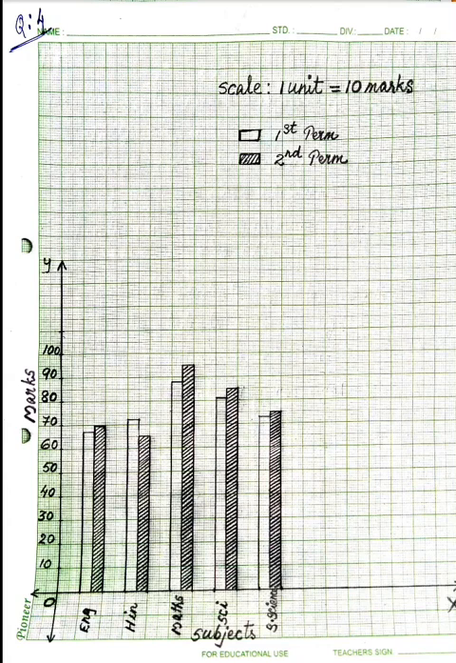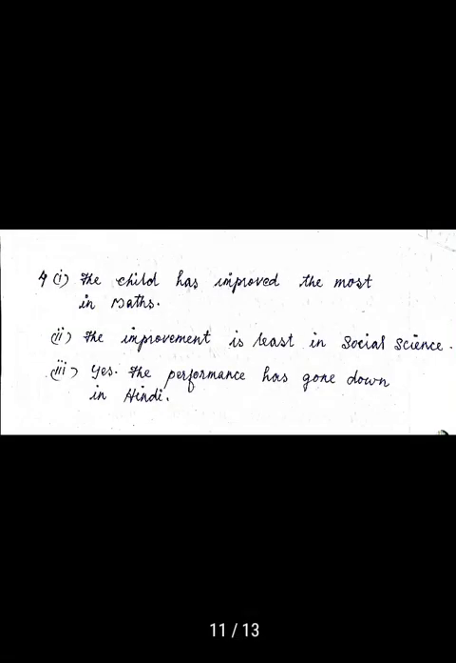Then the next one: has the performance gone down in any subject? It's seen from the graph that the height of the second term bar is less than the height of the first term bar in case of Hindi. In Hindi you can see the shaded portion, the height is less than the portion which is not shaded. So there is not an improvement. So in the subject Hindi, the performance has gone down. Is that clear? So that's all about bar graph and double bar graph.